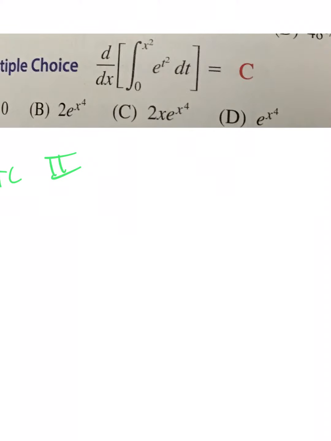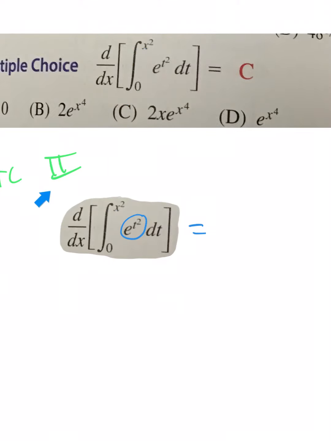Number 9, we will use the fundamental theorem of calculus part 2. We're taking the derivative of this definite integral where the upper limit is a function of x. And it tells us that the derivative with respect to x of this definite integral will be the integrand with this function inputted in place of the variable, in this case t.